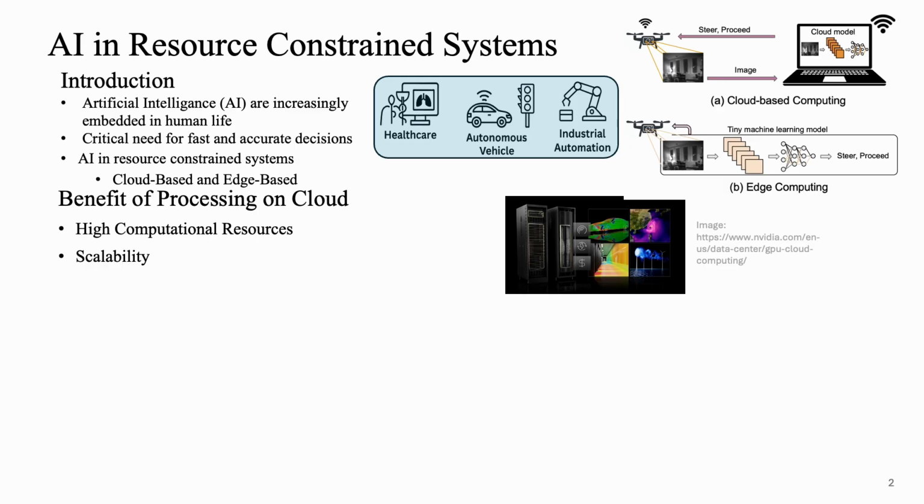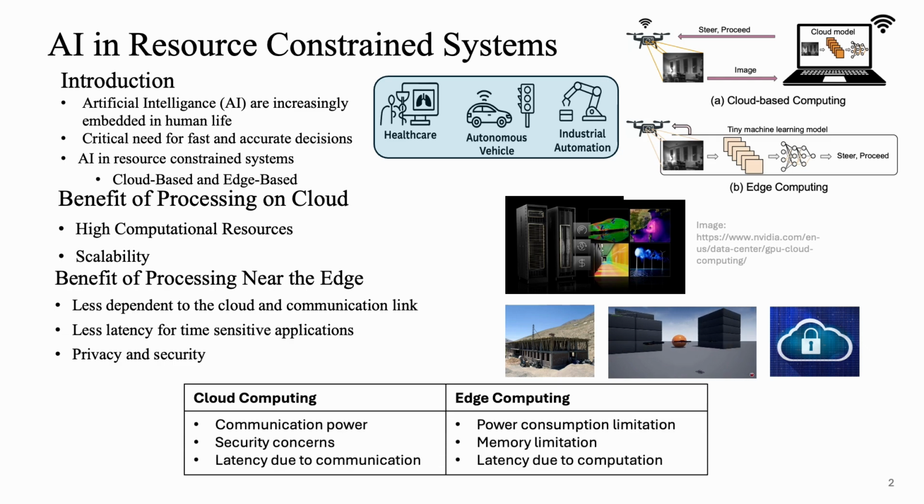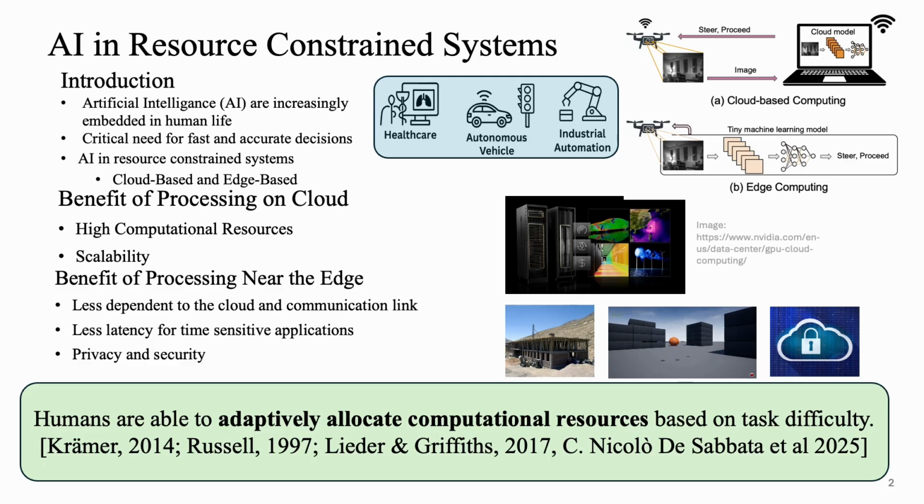While cloud-based inference is often preferred due to its high computational resources, there are significant advantages to deploying AI models at the edge. These include reduced dependency on cloud infrastructure, lower latency, and enhanced data security. However, both cloud and edge approaches face challenges. Cloud-based solutions raise concerns about communication delays, energy consumption, and security, while edge devices are constrained by limited computational power and resources. These trade-offs motivate our approach to adaptively allocate computational resources based on task difficulty, thereby leveraging the strengths of both cloud and edge environments.